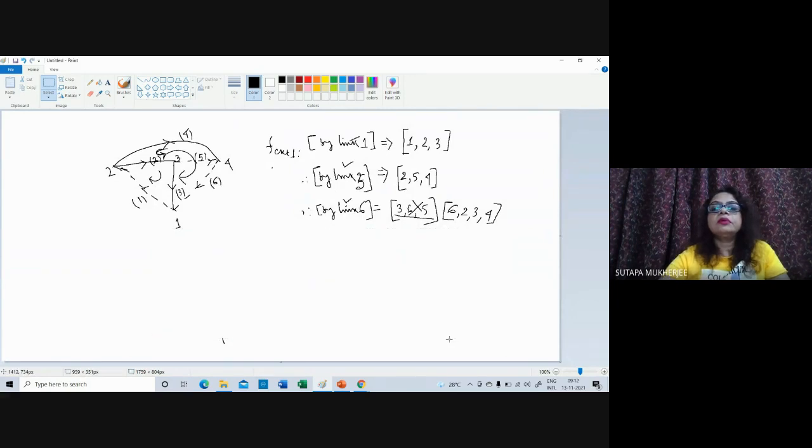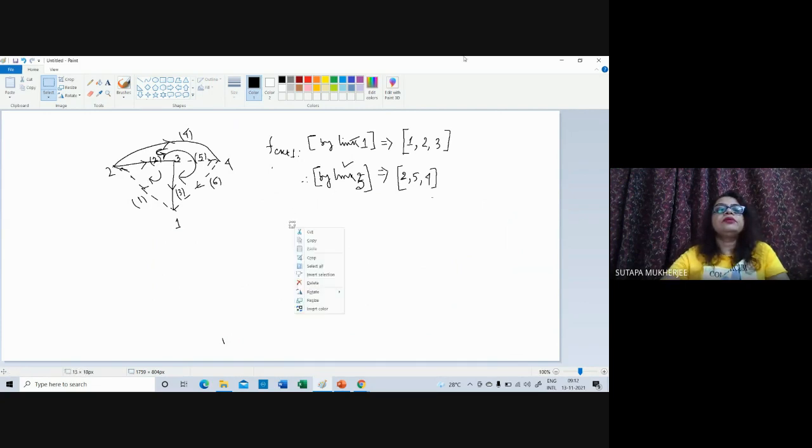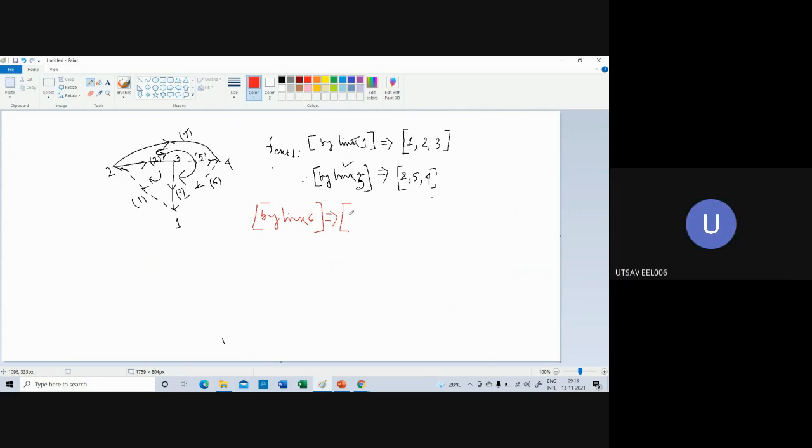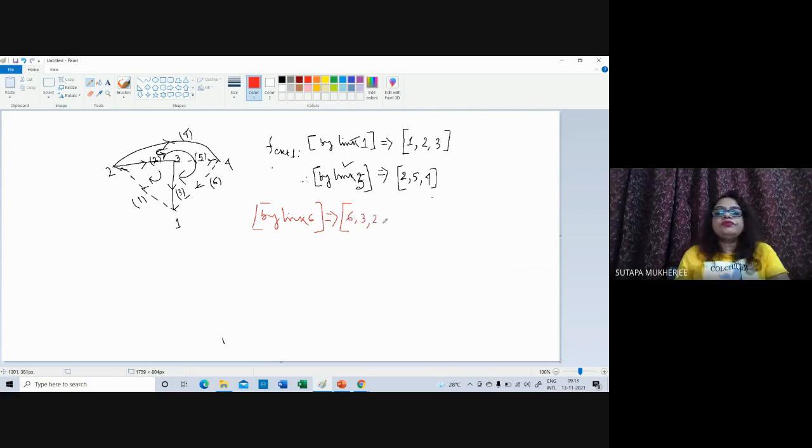Cancel this one. Now fundamental circuit 6, I am repeating. By link 6, what are the branches associated? 6, 3, 2, 4. Fine.